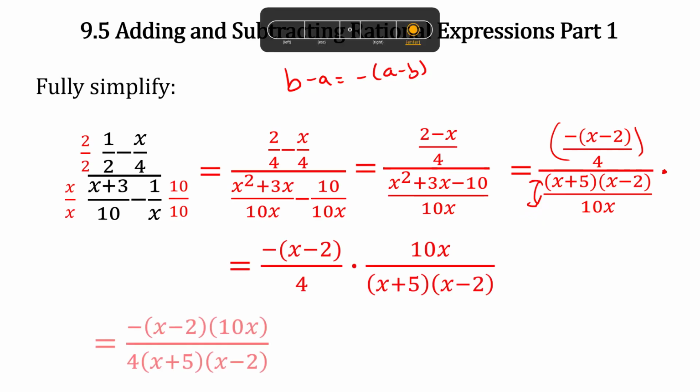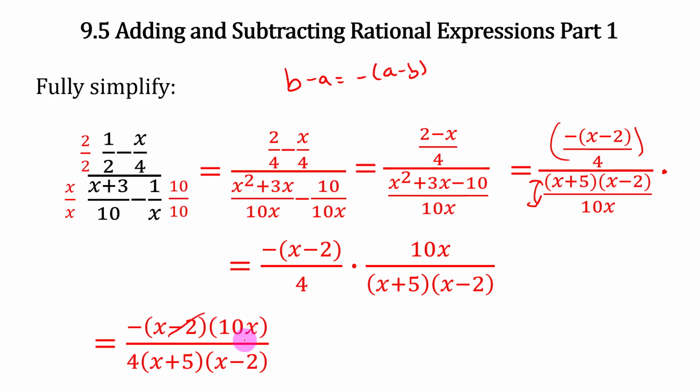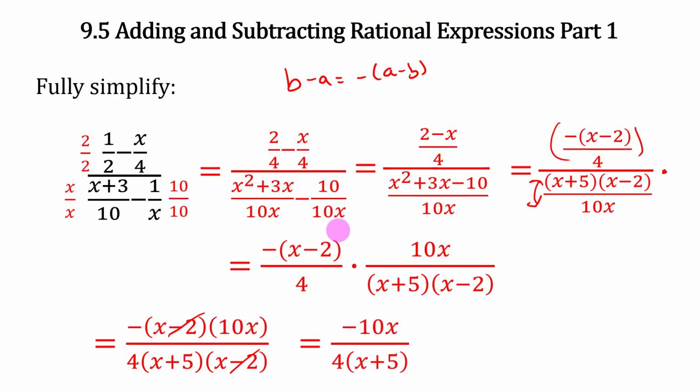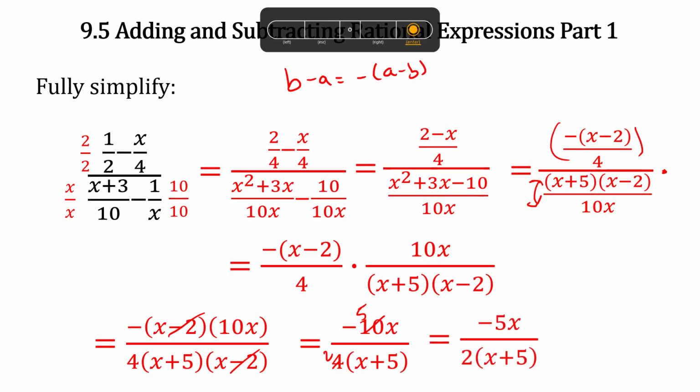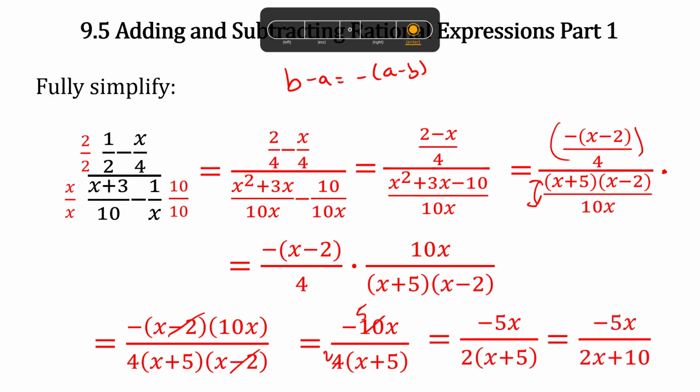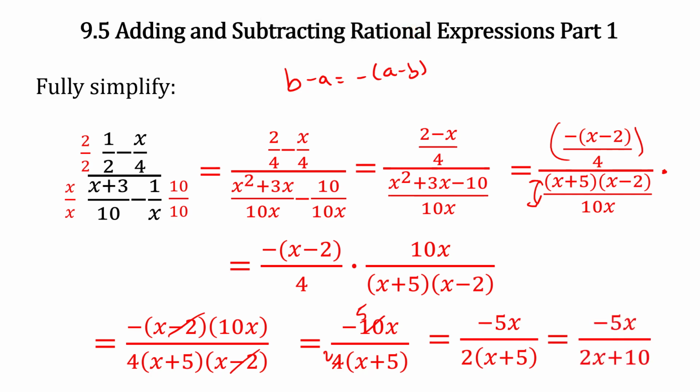And you can write it as one fraction if you really want, or you can start canceling out here, but this will cancel out here, leaving us with negative 10x over 4 times x plus 5. Go ahead and reduce. 2 goes into 10 5 times, 2 goes into 4 2 times. And again, I'm pretty sure Delta Math will let you leave it like that, unless you want to distribute the 2 in on the bottom.